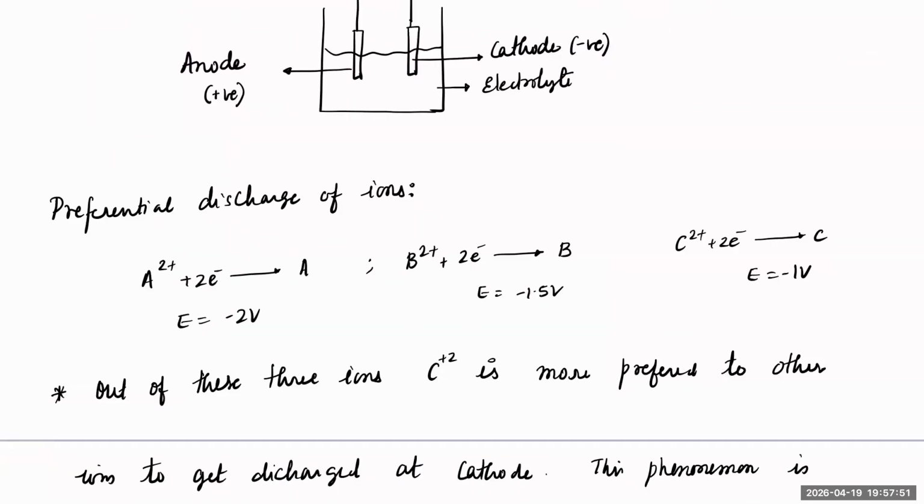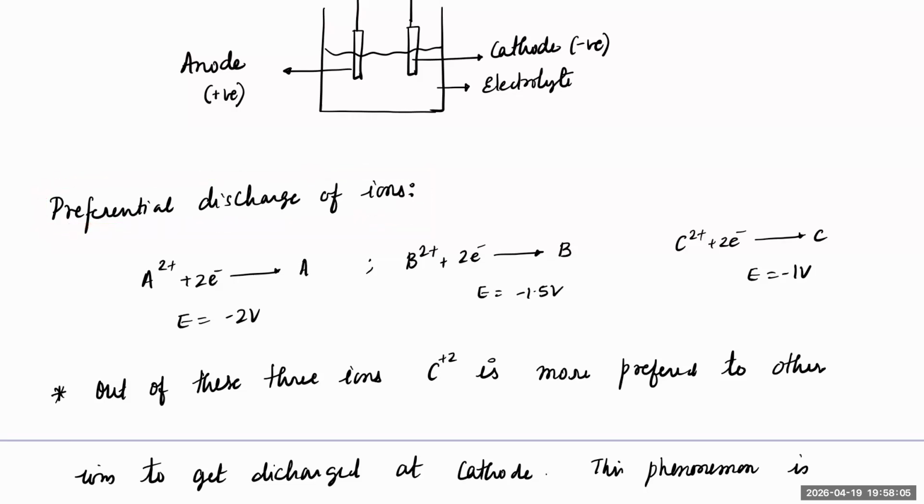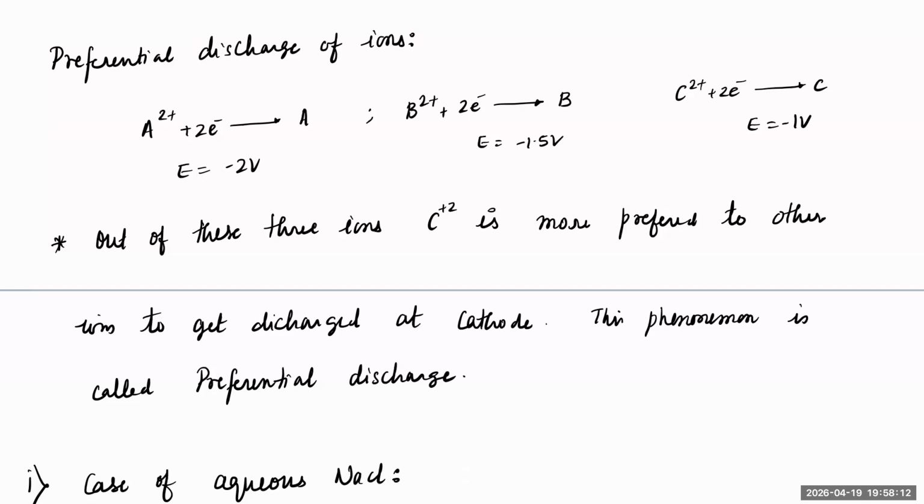Now, listen up. Most of the time, when you do electrolysis through electrolytic cells, we always notice that we have to get a preference of ions, and that's what we call preferential discharge of ions. What I meant to say is, imagine you have a solution in which multiple ions are present and they are all trying to go towards the cathode, like A2+, B2+, and C2+.